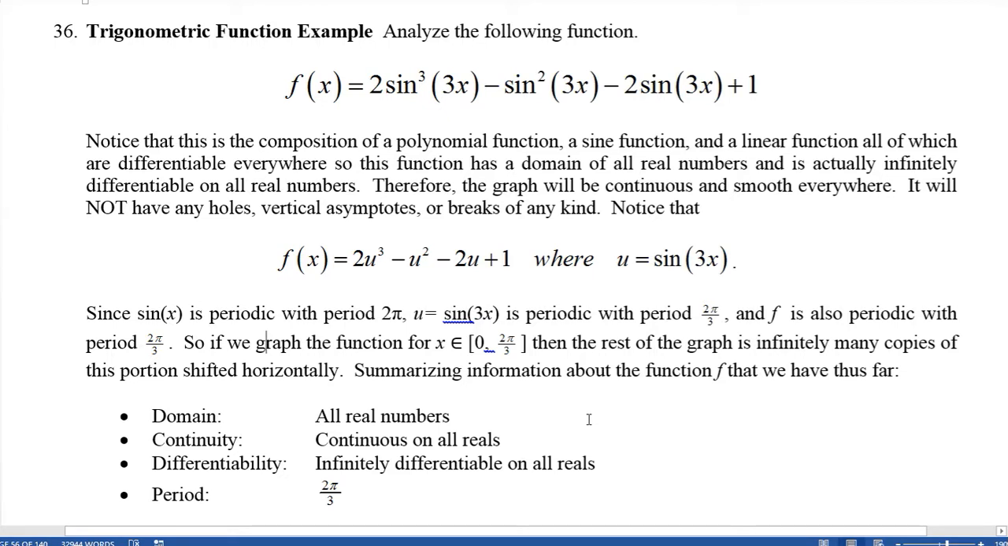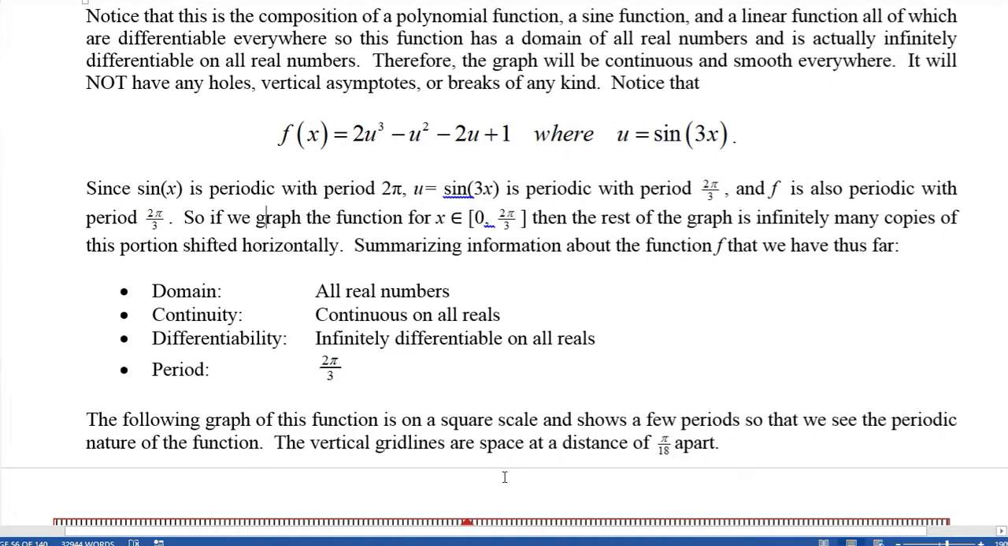If we summarize what we have so far, the domain is all real numbers. We know it's continuous at all reals. It's actually infinitely differentiable: first derivative, second derivative, third derivative, fourth derivative, etc. all exist. And the period is 2 pi over 3.